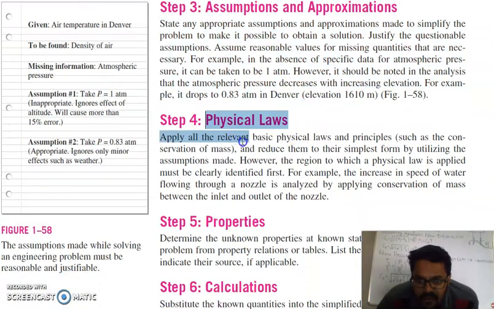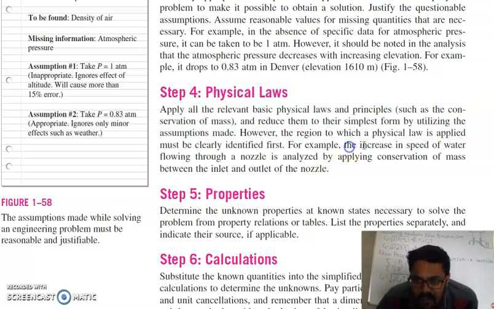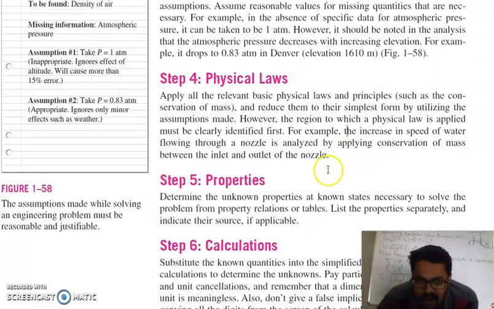Then your physical laws: apply the relevant basic laws and principles and reduce them to simplest form by utilizing the assumptions made. For example, the increase in speed of water flowing through a nozzle is analyzed by applying conservation of mass between inlet and outlet. So this is the law which we will apply here: conservation of mass at the nozzle inlet and nozzle outlet.